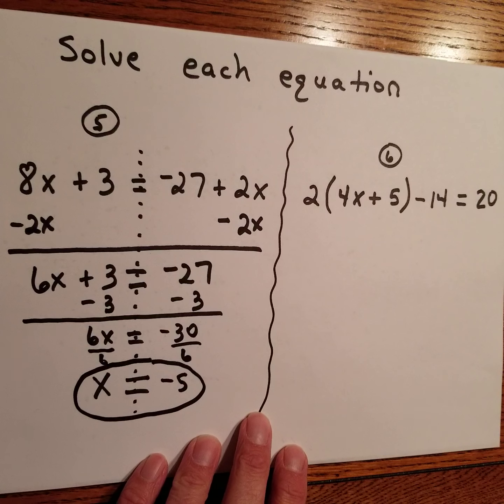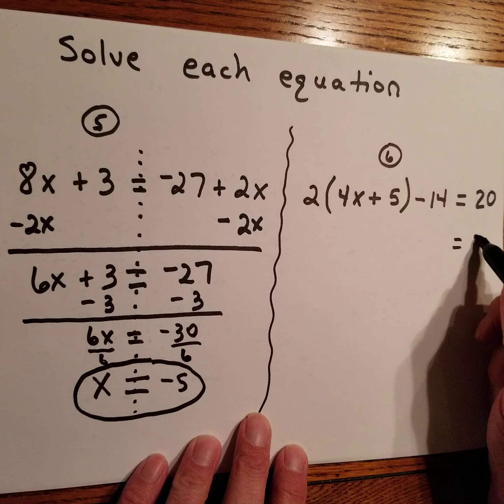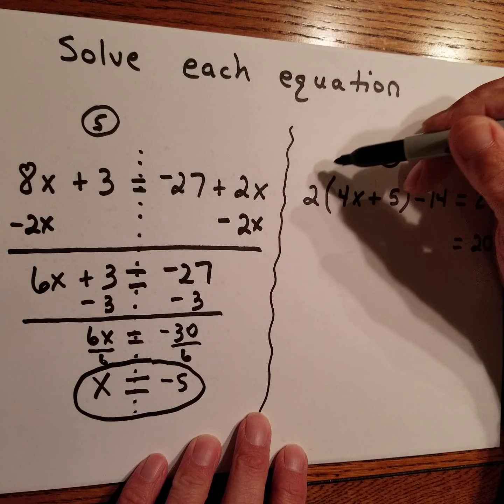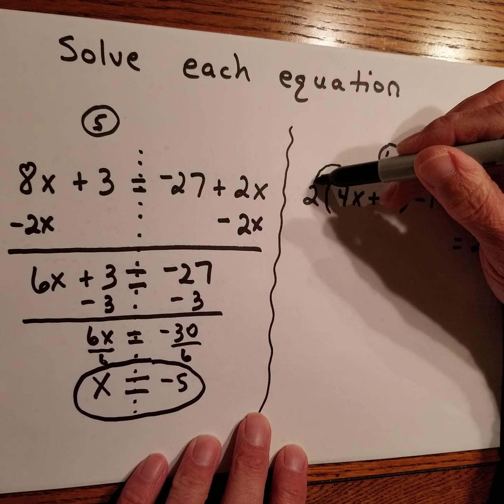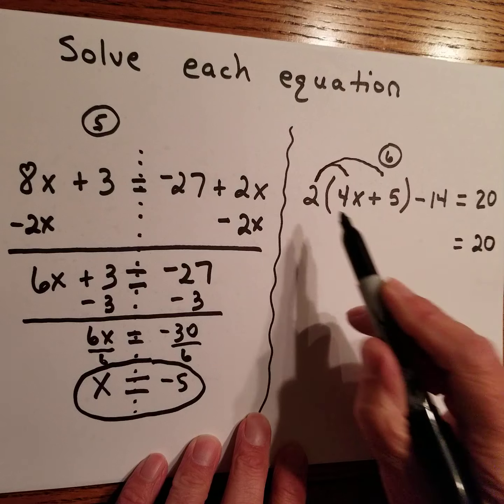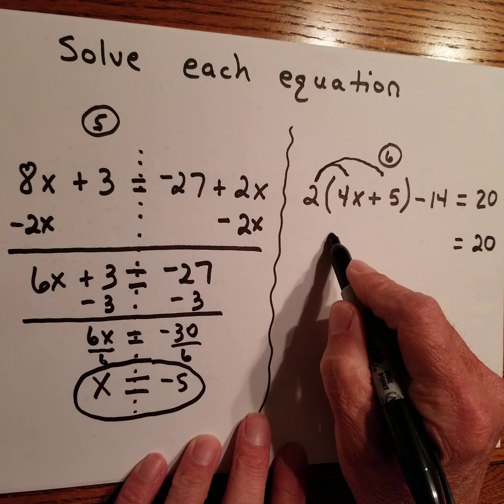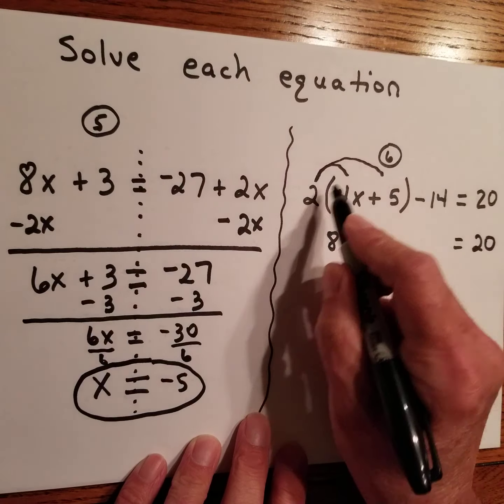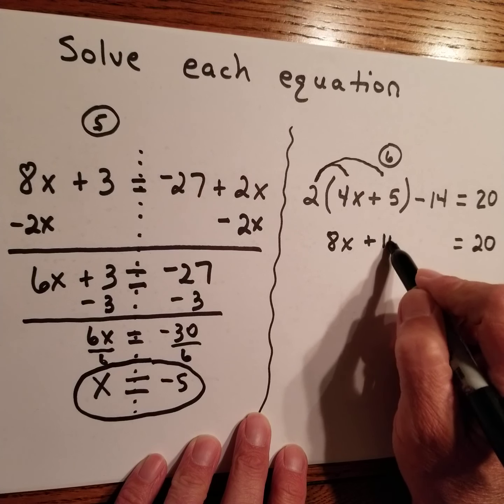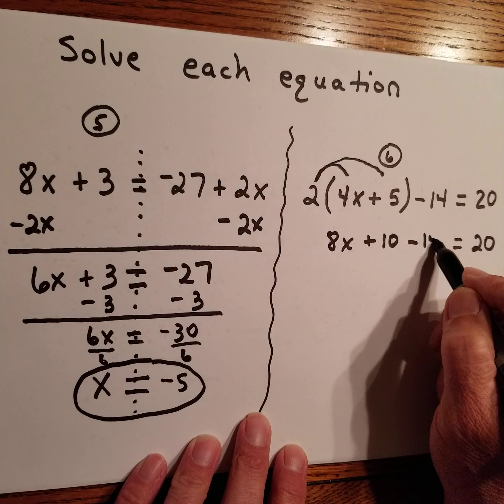For number 6, we'll start by distributing this 2. 2 times 4x is 8x, and 2 times 5 is 10. Copy the minus 14.